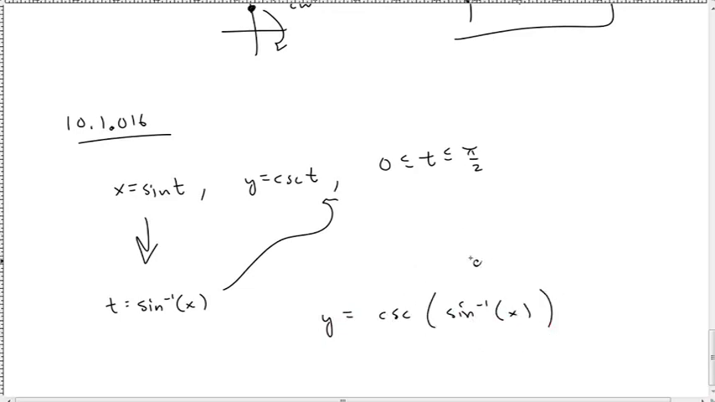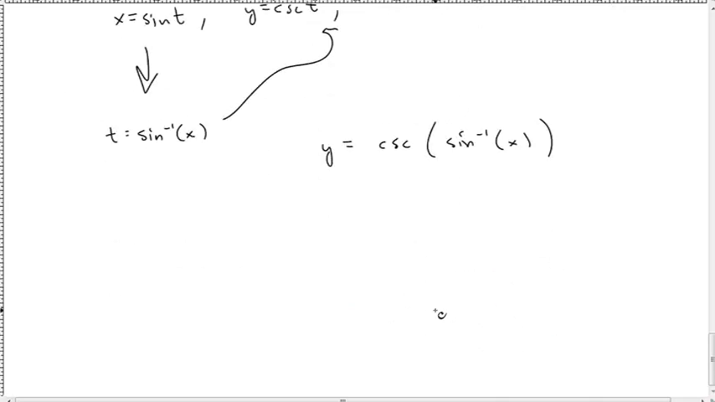Now, technically, this is eliminate the parameter and we're done, but really, does this help you? Does this tell you what the graph is? No. So what we could do is instead say that's 1 over sine.